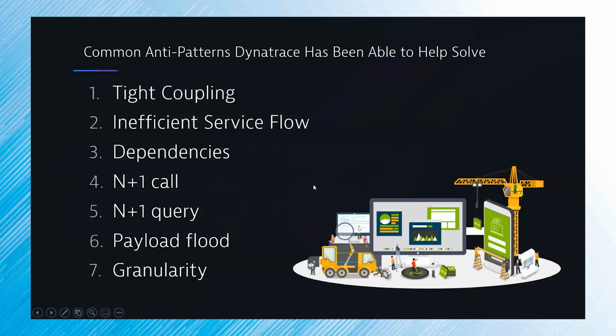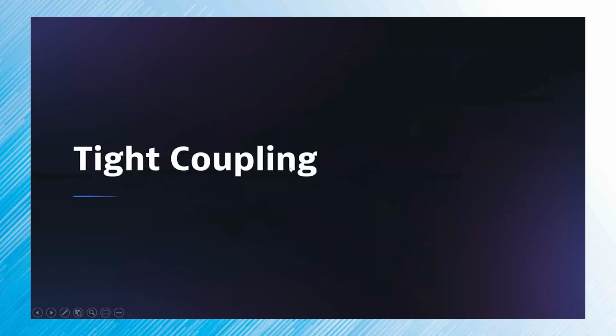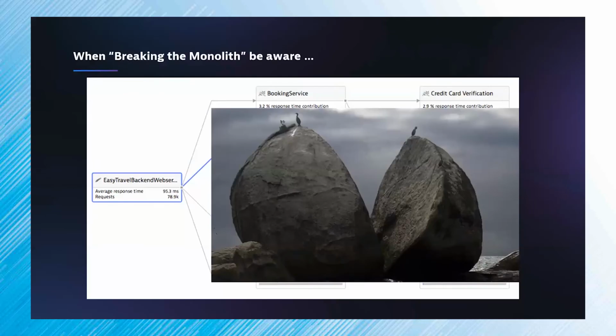These are some of the key use cases, and I'm just highlighting a few of them, where we have been able to help our customers with the various anti-patterns which existed, which we were able to detect and help them solve. The first one is tight coupling. This is very, very critical. When you are about to migrate your applications, and you have a monolithic application which you want to break into microservices, you wonder where you should break it.